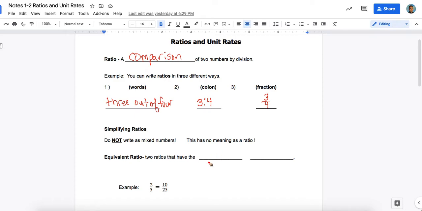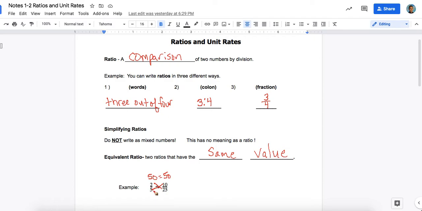Okay, so an equivalent ratio is two ratios that have the same value. So I have an example here. And if you want to see if these are equivalent, remember we can use what's called a cross product check. So we could do 2 times 25, and we're going to write that over the 2 here. 2 times 25 is 50, and 10 times 5 is 50. So we're going to write that over the 10, and you notice that these are equivalent.